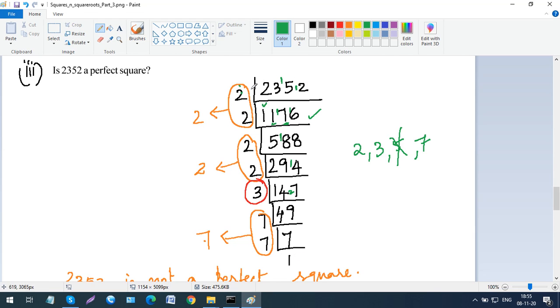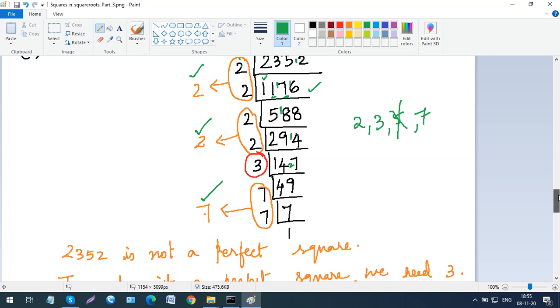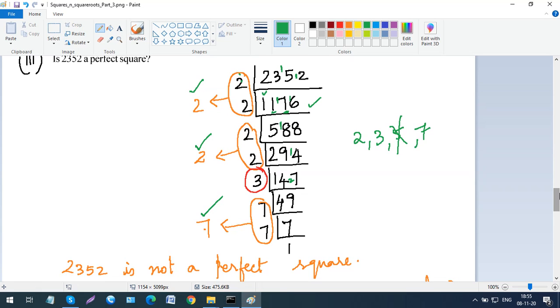Now we'll make the pairs. The pair of 2s comes out as 2. These 2 will come out as 2. This 3 doesn't have a pair to come out, so we'll leave it as it is. And these 7s come out as 7. So you see here, this is not a perfect square. They're asking you to check if it's a perfect square. It's not a perfect square because this 3 is remaining without a pair. There is no pair for this, so it is not a perfect square.